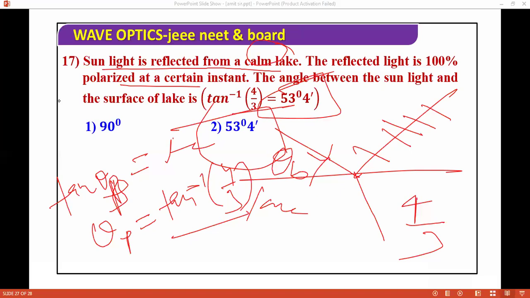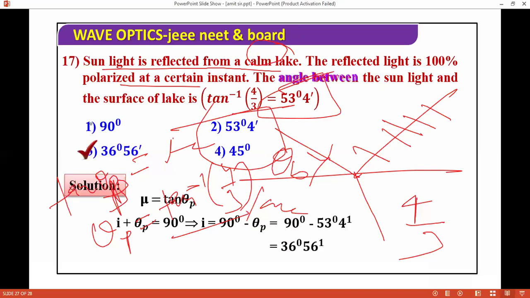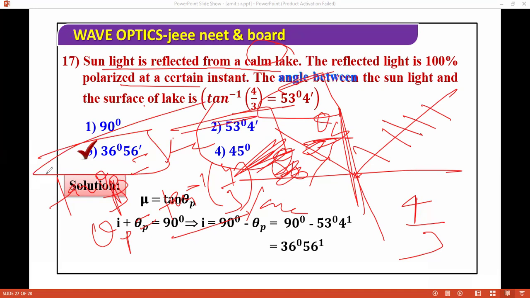It's a very good question. See here what is being asked: the angle between the sunlight and the surface. This angle we found is the Brewster's angle, but the question is talking about the angle with the surface, so you will subtract it from 90 degrees. So go with these options. Very good question. You have to be careful about what the question is asking, otherwise you make mistakes.